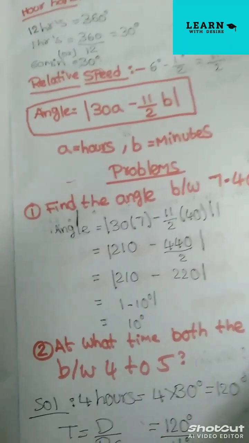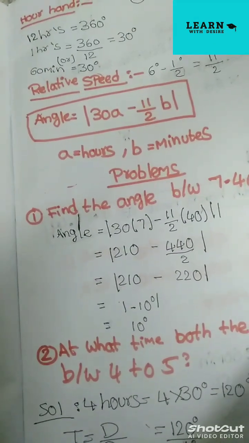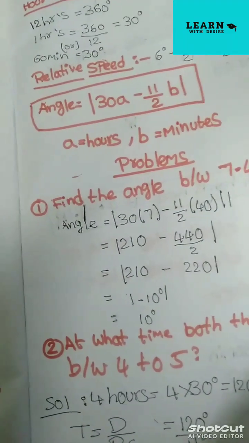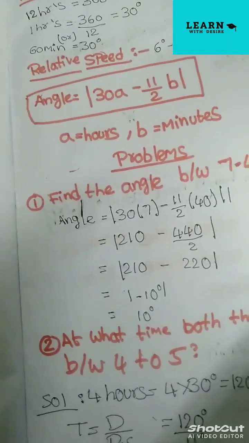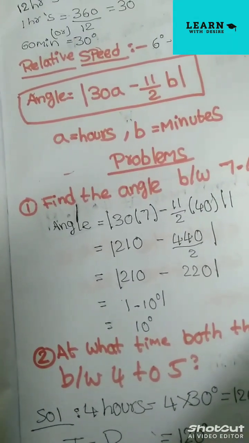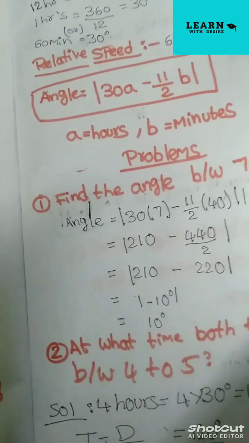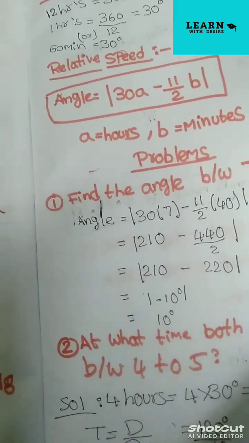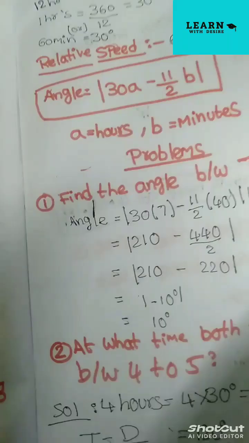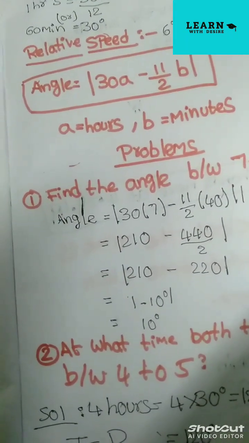30 into 7 is 210, minus 11 by 2 into 40, that is 440 by 2. If we simplify the equation, we get minus 10 degrees. Anything we place in a modulus becomes positive when we remove the modulus. That's why the positive 10-degree angle is the answer.